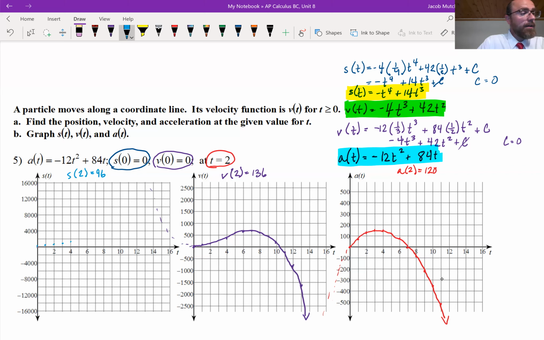5 is 1,125. 6 is 1,728. So getting closer to this 2000 mark. 7 is above that at 2,401. And 8 is 3,072. 9 is 3,645. 10 is given as 4,000 exactly.